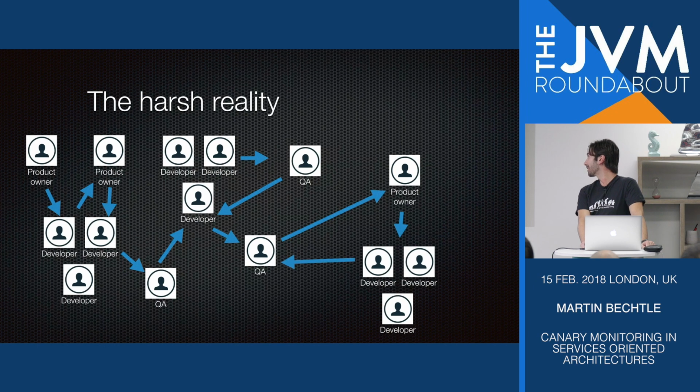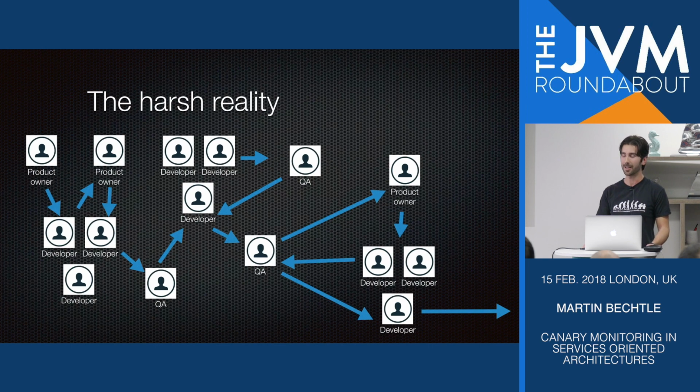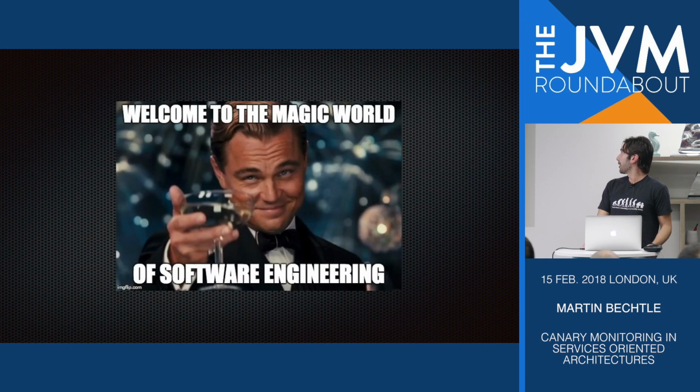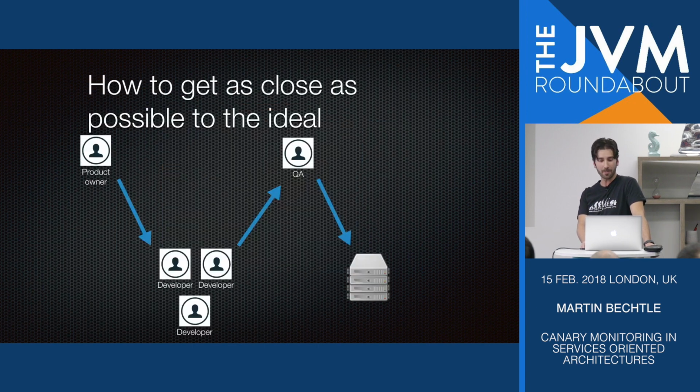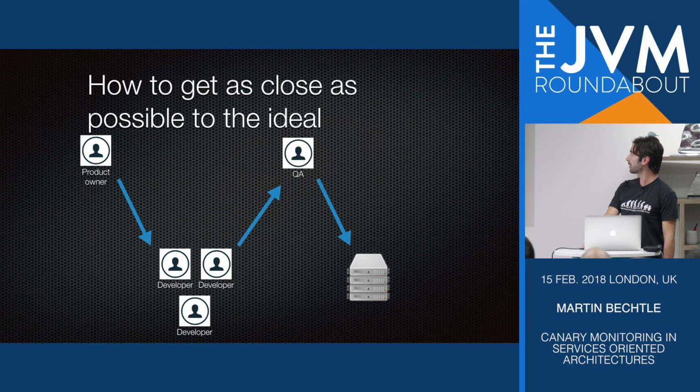So back to development, back to QA. Obviously, we will have broken things again. So back to development, and it's really an infinite cycle. Releases can take weeks or months, and yeah, I did see that happen. So, you know, welcome to the magic world of software engineering. That's how things can be sometimes, but we kind of want to find a way to get back to at least as close as possible to this ideal.